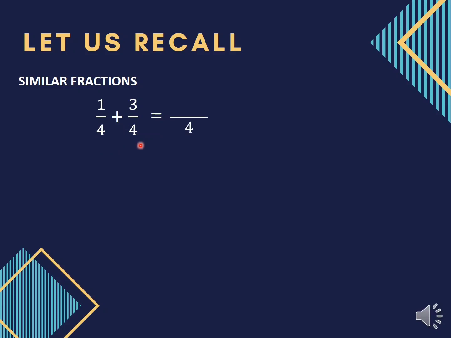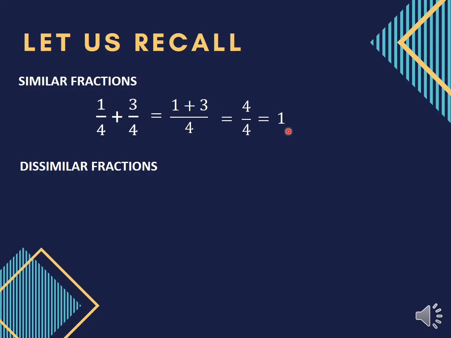We just need to copy the common denominator, which is 4, and then perform the operation on our numerators. So, 1 plus 3 is equal to 4 over 4. And then 4 over 4 is also equal to 1. So, the simplified form of 1/4 plus 3 over 4 is 1. Okay? So, that is for similar fractions.